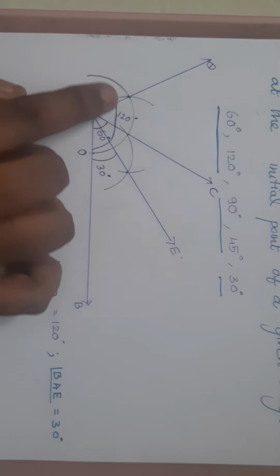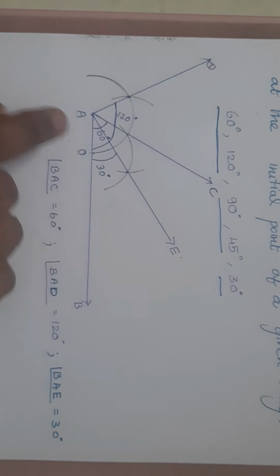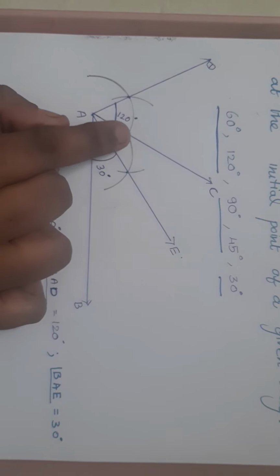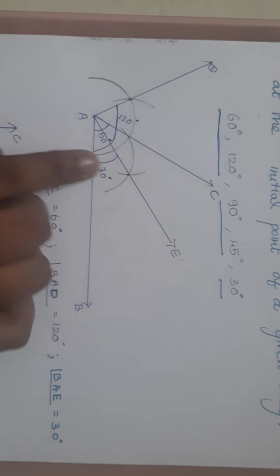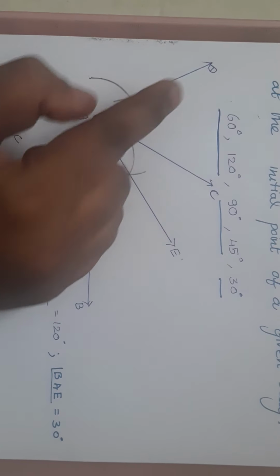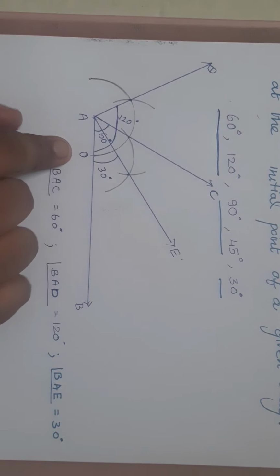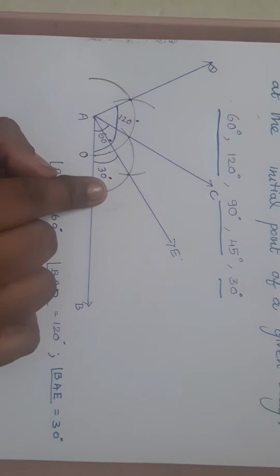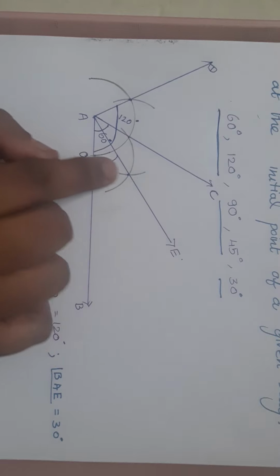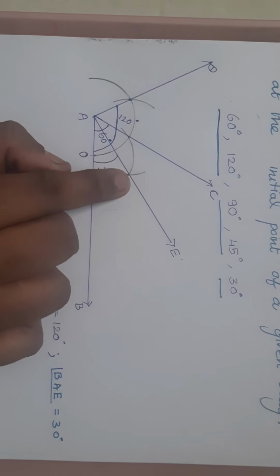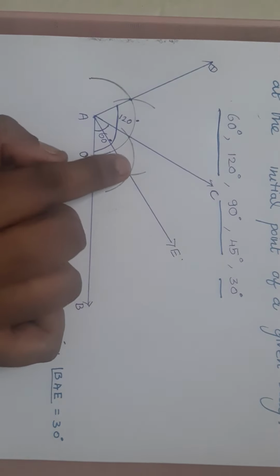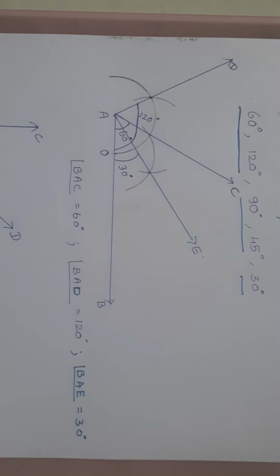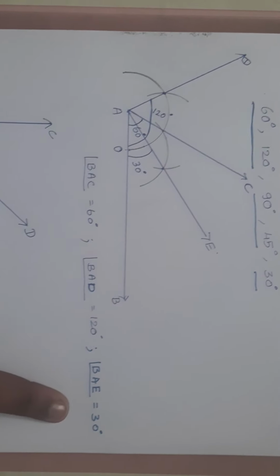So this is 60 degree. This is for 120 degree. So you can join this intersection point, you will get the 60 degree. You can join this intersection point, you will get the 120 degree. For 30 degree, keep the needle again at O, cut one arc, and keep the needle on the 60 degree point, cut another arc. Join this intersection point, you will get 30 degree. So BAC is 60 degree, BAD is 120 degree, BAE is 30 degree.